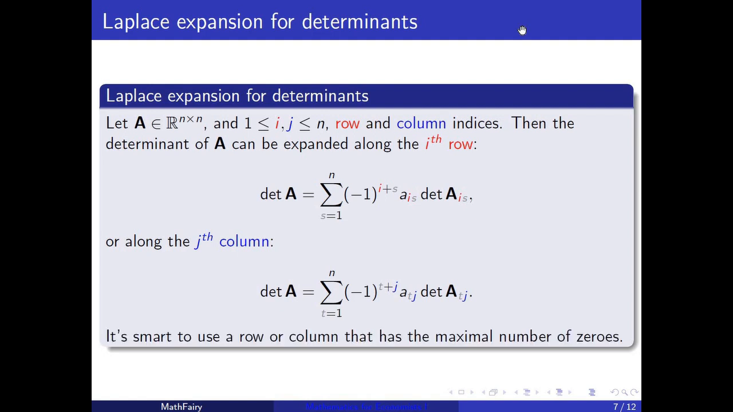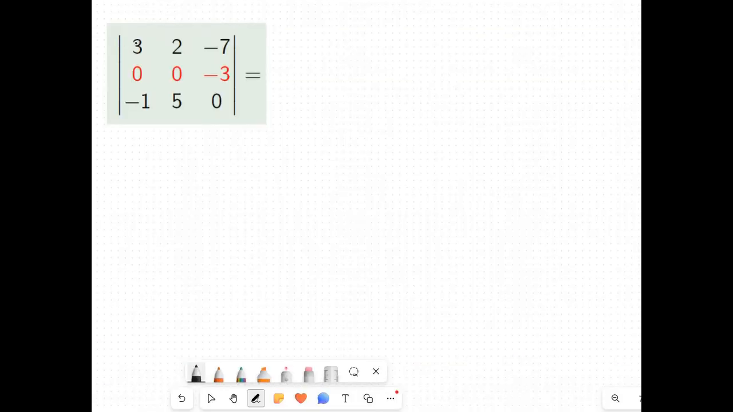Mathematically, it doesn't make any difference whether or not I pick the first row or the second column or whatever, but usually it is smart to pick a row or column that has the maximal number of zeros in it. Now, I realize that this is a mouthful, so let's take a look at a bunch of examples.